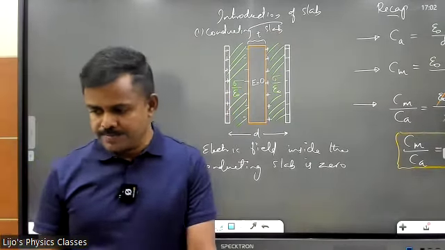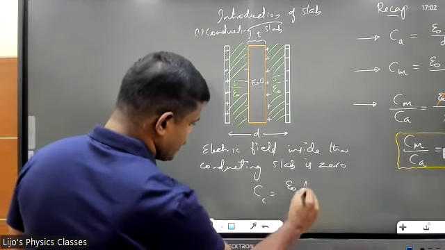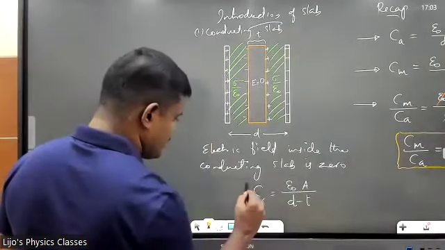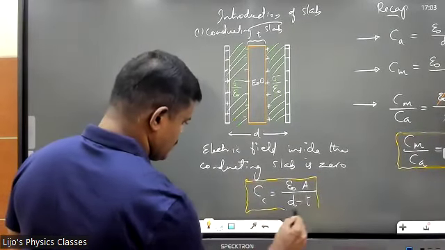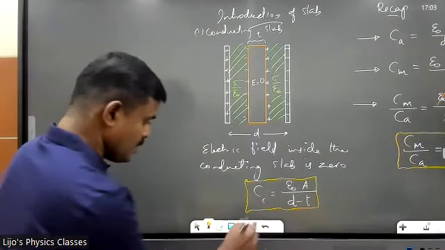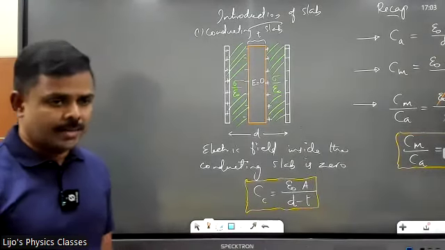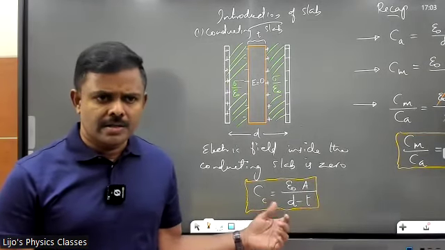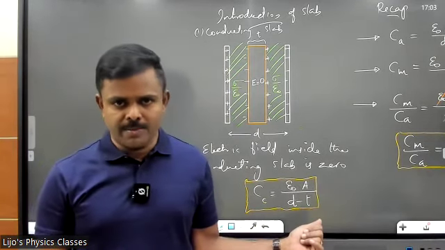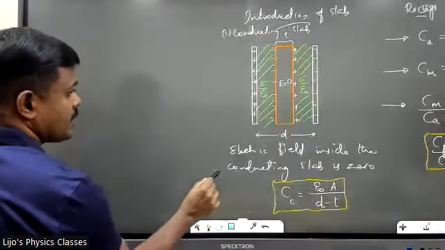So what is the capacitance in this case? I call it C conducting. C equals epsilon 0 A by (d minus t). I'll be deriving this later. It is not relevant anymore, but some batches still do this. Do you remember having seen the derivation? No, not yet. Some teachers don't do it anymore. Epsilon 0 A by (d minus t). Okay, now this is the conducting slab.